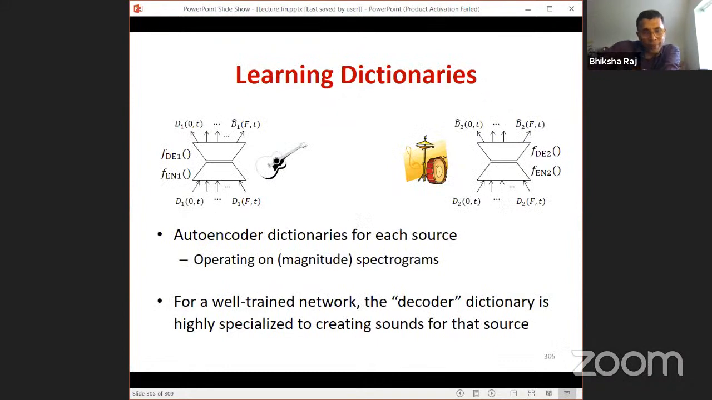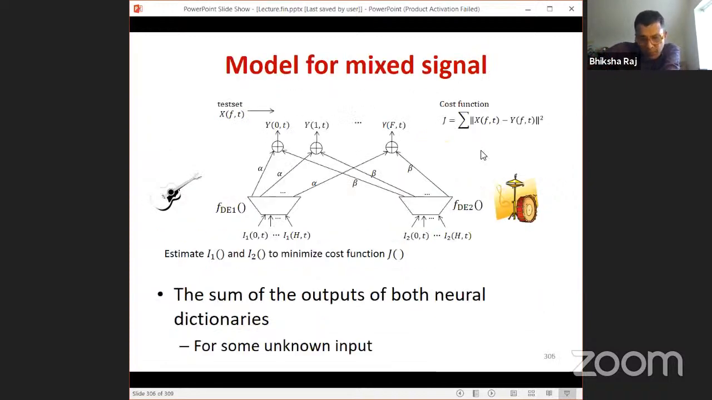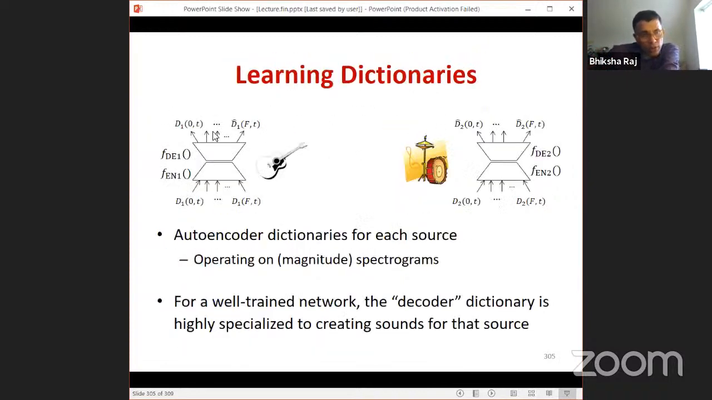That's what we're going to use here. I'm going to use autoencoders as my dictionaries. So I'm going to train an autoencoder for each of the sound sources in the mixed recording. For example, if I've got guitar and drums, I get a collection of guitar recordings and train an autoencoder for guitar. I train another autoencoder for drums. And then subsequently, I know that the decoder of the guitar can only produce guitar-like sounds, and the decoder of the drums can only produce drum-like sounds.